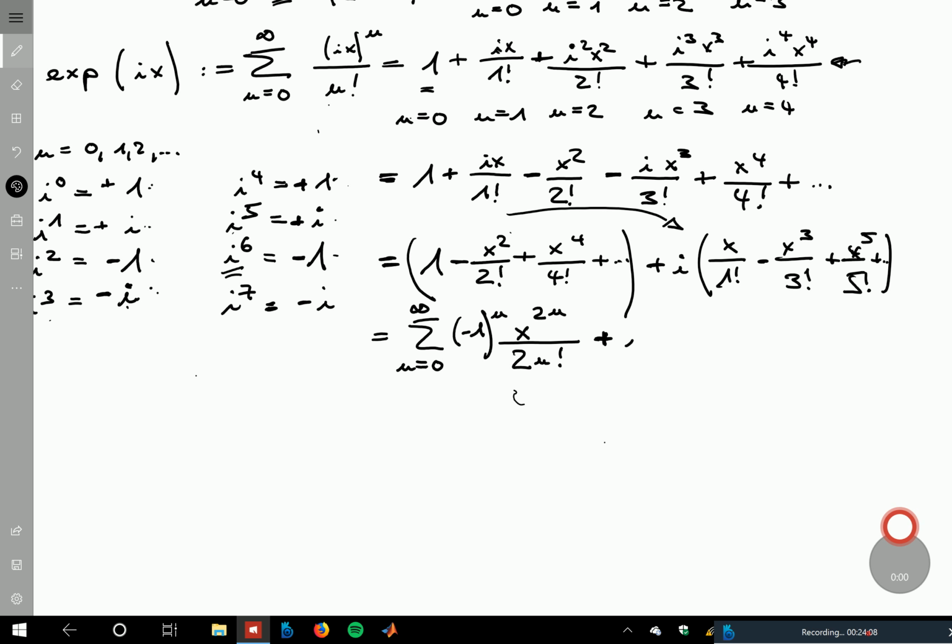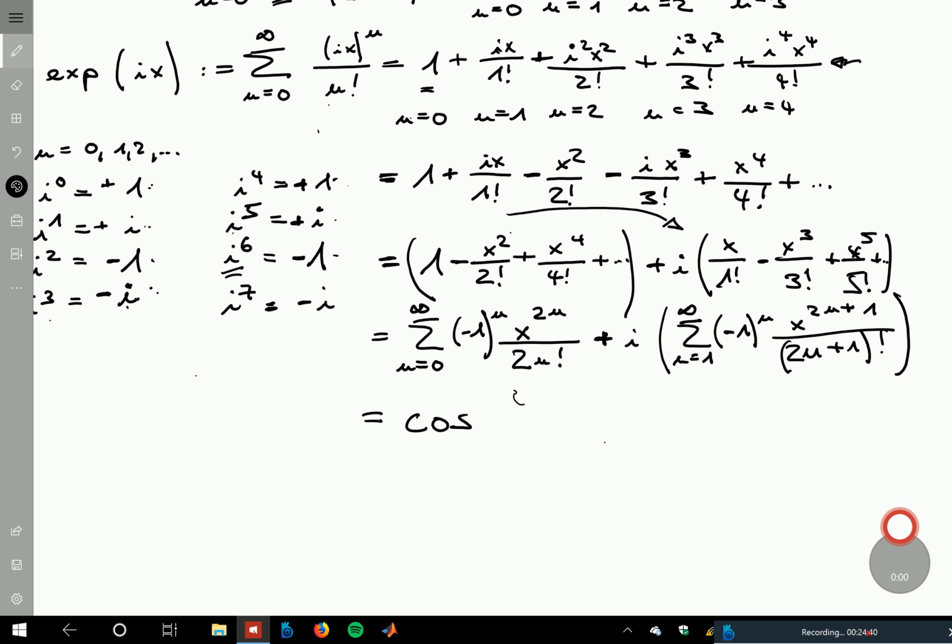And here we have odd numbers, so we have the same business again with the changing sign, the minus or +1, and that's with the odd numbers, so x to the 2n plus 1 divided by (2n plus 1) factorial. And these series terms are, of course, just the definition of the cosine and the sine, which then finishes the proof. So we do a little box here.